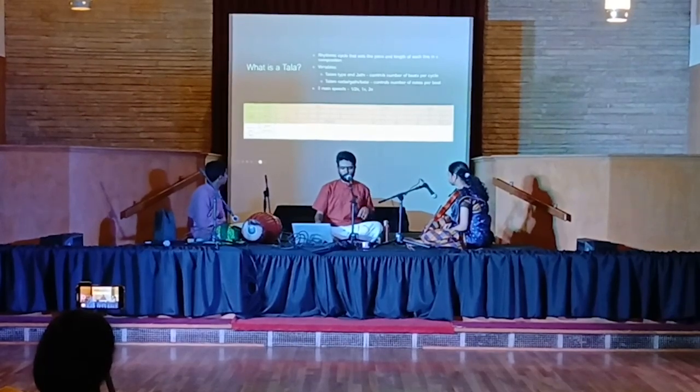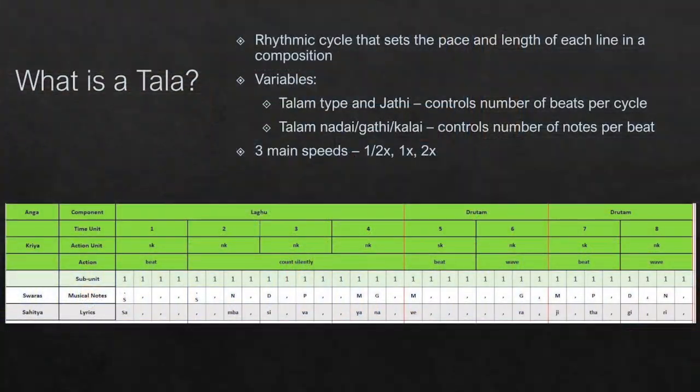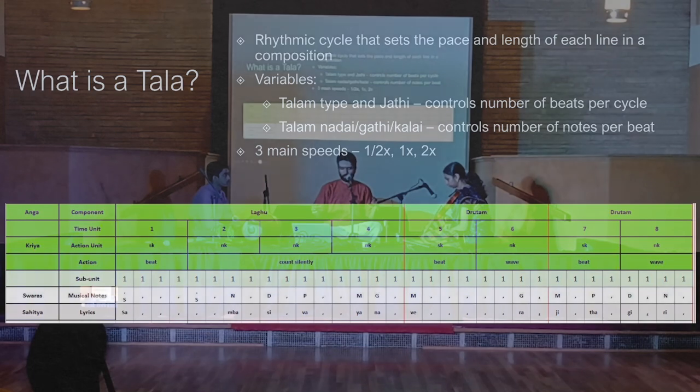The second pillar of Carnatic music is tala. Tala is a rhythmic cycle, and the main instrument that is keeping the tala for us today is the mridangam. But we also keep it on our hands, so you'll see us clapping like this. That is how we count the beats. It sets the pace and it sets the length of each line in the composition.